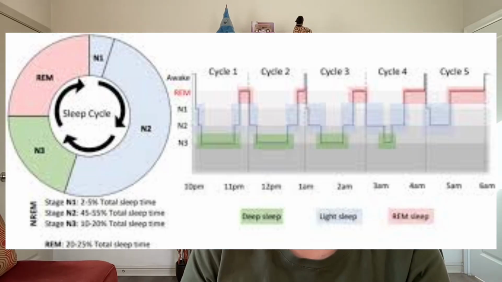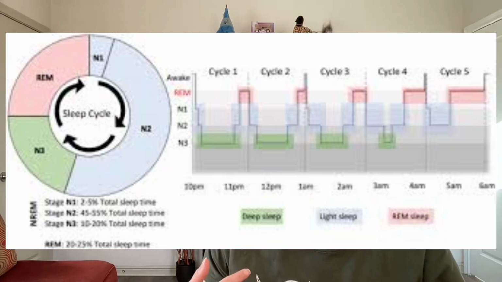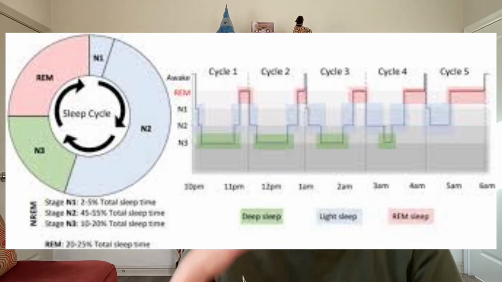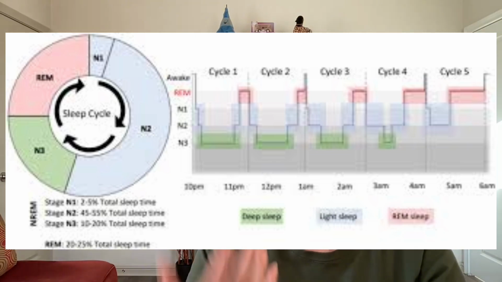And then we have REM sleep. REM stands for rapid eye movement. It's where most of your dreaming happens. We do dream in all stages of sleep, but the dreams we have in REM tend to be more vivid. They tend to be more of a story or a narrative. We tend to remember them much more readily. So REM is 20 to 25% of your night.